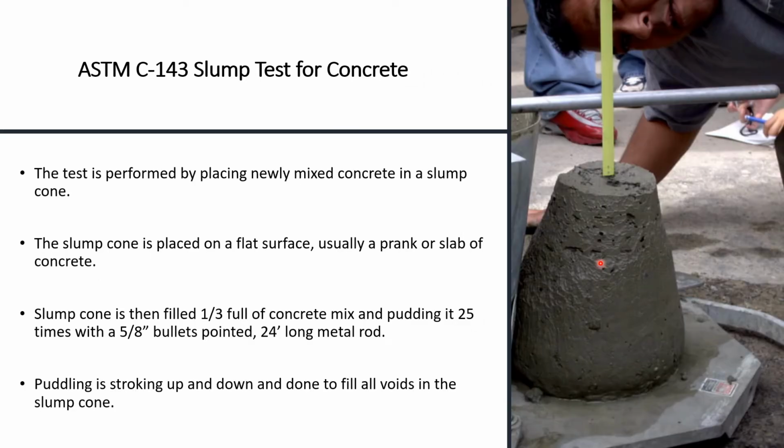So you can see here outside, that's a slump. The test is performed by placing newly mixed concrete in a slump cone, and then the slump cone is placed on a flat surface, usually a plank or a slab of concrete, like that. The slump cone is then filled 1/3 full of concrete mix, and you puddle it 25 times with a 5/8 inch diameter, 24 inch long metal rod, stroking up and down to fill all voids in the slump cone.